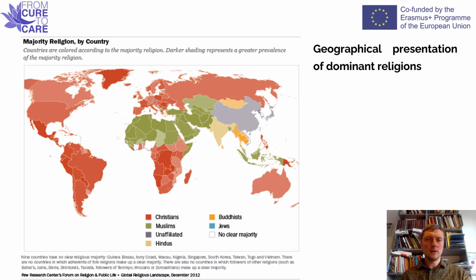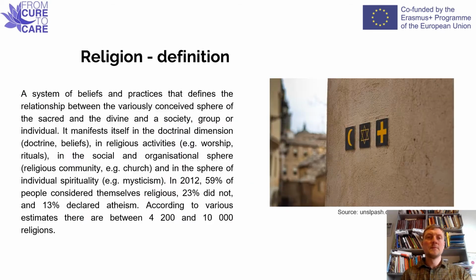This graphical presentation just gives you the sense of these differences. So we have Christians, Muslims, Hindus, Buddhists, Jews, non-affiliated, but of course there are many more religions than only these majority religions presented here.